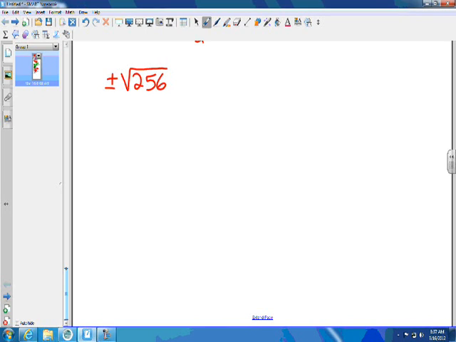Always check first to see if they're perfect squares, perfect cubes, using your calculator, especially on bigger numbers. But check that before you start to try to simplify. So is 256 a perfect square? What's the square root then? 16. So the square root of 256 is 16, and you just add the plus or minus. Any of those signs out front, you bring those right down.